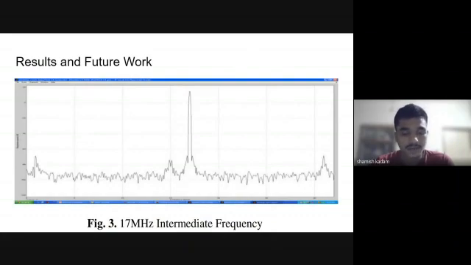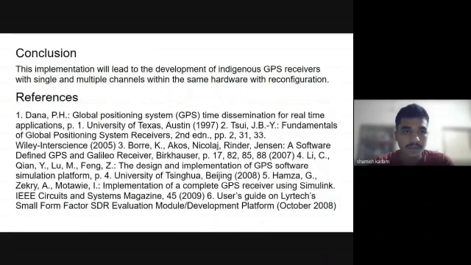The results and future work are: it is able to generate the 17 megahertz intermediate frequency required for our board, and after generating the intermediate frequency, the next task is to implement the acquisition and tracking module. The conclusion is that this implementation will lead to the development of indigenous GPS receivers with single and multi-channels within the same hardware with reconfiguration. And these are the references.